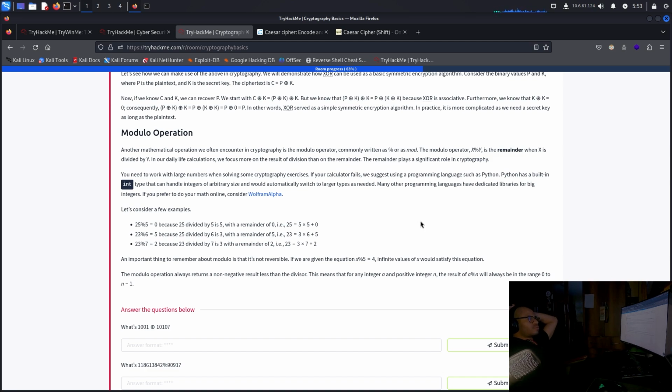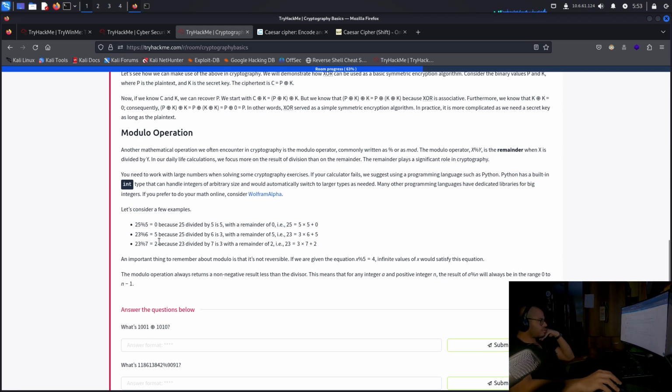You need to work with large numbers when solving some cryptography exercises. If your calculator fails, we suggest using a programming language such as Python. Python has a built-in int type that can handle integers of arbitrary size and would automatically switch to larger types as needed. Many other programming languages have dedicated libraries for big integers. If you prefer to do your math online, consider Wolfram Alpha.